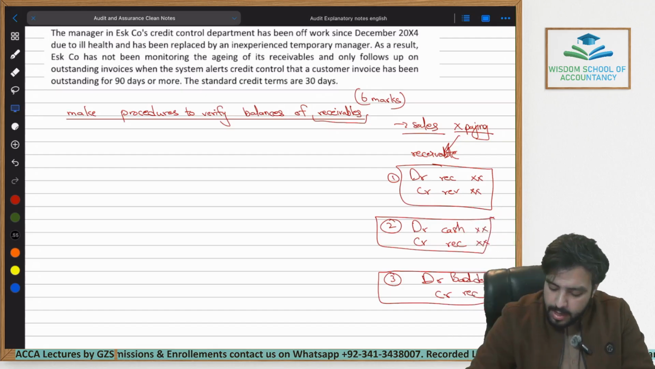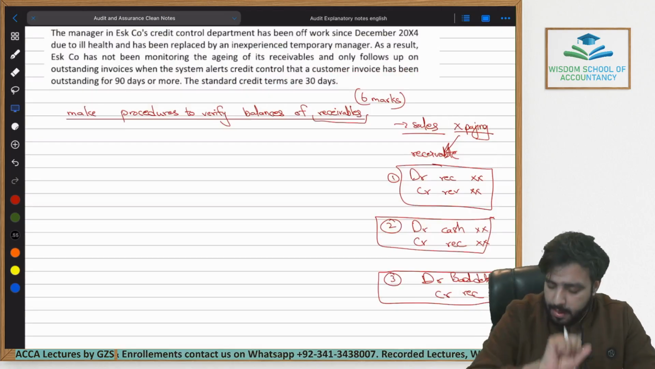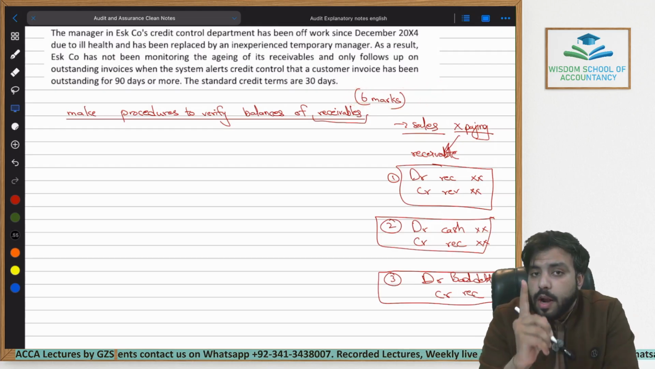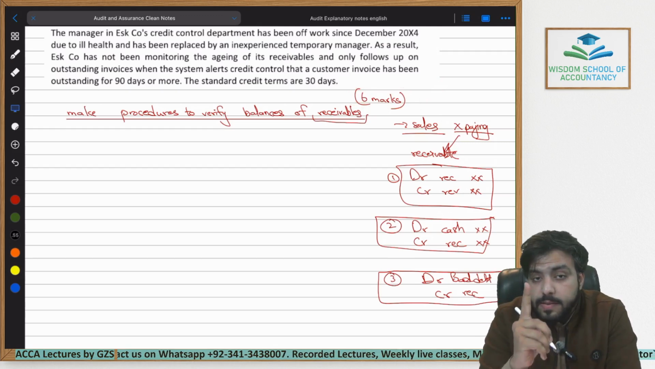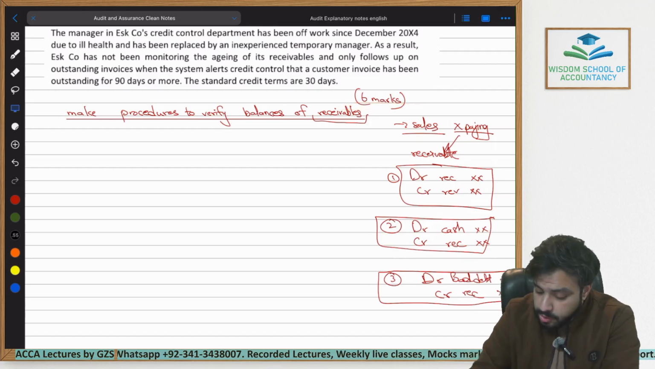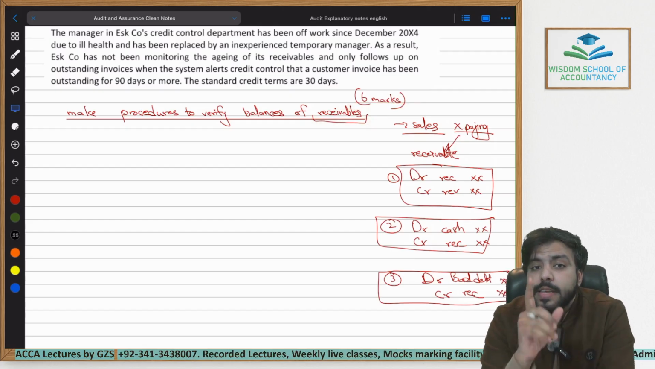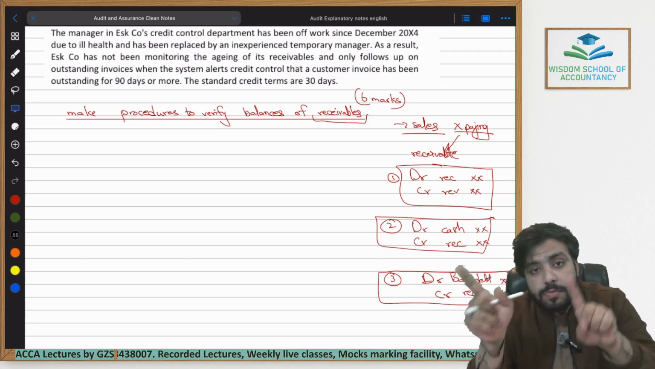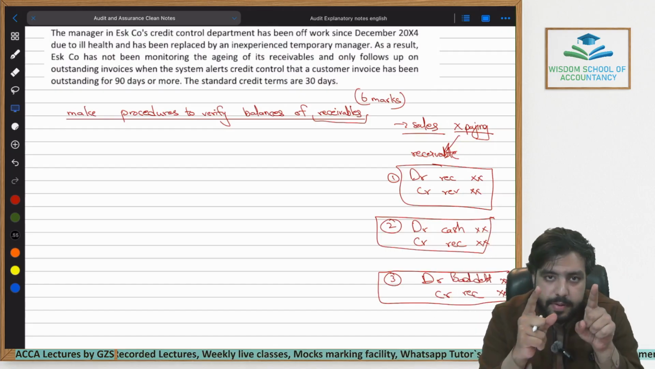So first of all, let's come back towards our technique. The technique was very simple. By the way, I missed out on one thing. 6 marks for procedure. Every single substantive procedure that you write down will give you 1 mark. This means in this case, we have to write down 6 different substantive procedures that verify the receivable balance from different angles, from different areas where we will gain evidence and verify the same receivable balance.